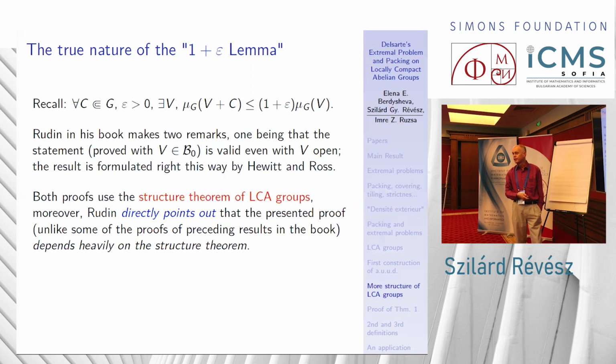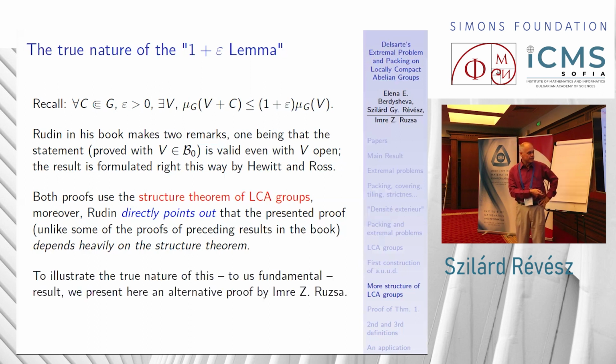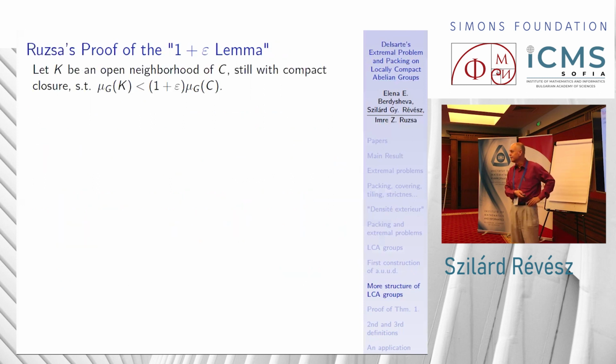In number theory they say that if you use complex analysis, then it is analytic number theory, otherwise it's elementary. It could be more complicated, but there is a big division between the two things. So things are considered more elementary if you don't use complex analysis. Now this is the same division: if you use the structure theorem, then it is more complicated. But let us give a new proof found by Imre Ruzsa, which will really give you the right nature of this lemma.